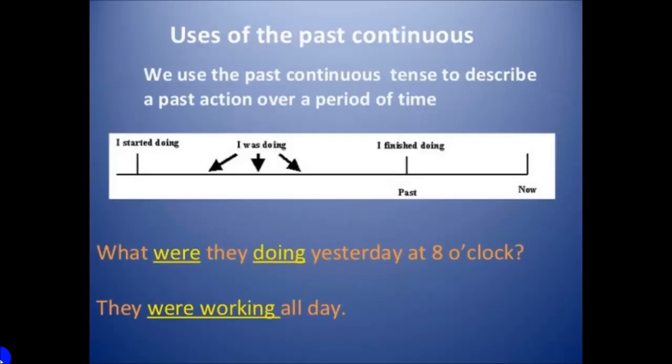Okay, and when do we use the past continuous? We use the past continuous tense to describe a past action over a period of time, as you can see on the timeline. And two more examples. What were they doing yesterday at 8 o'clock? They were working all day.